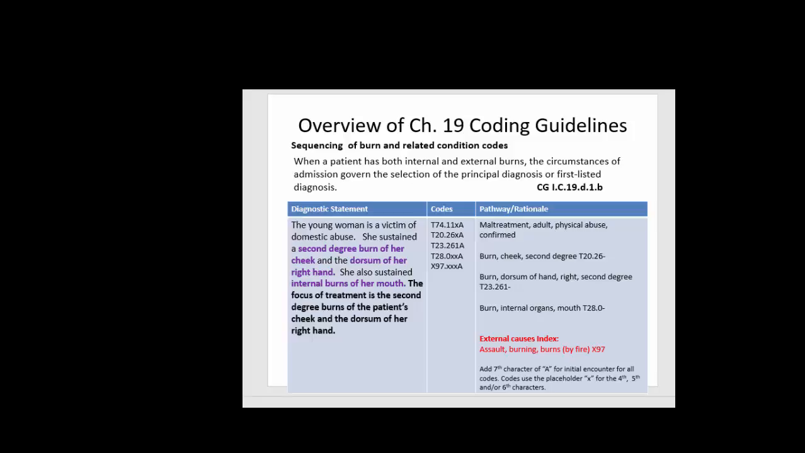And in this case, the physician stated in the statement, she is a victim, confirming that this is a victim of domestic abuse. Then we look at the burn codes and code those second degree burns followed by the internal burn. The external cause code is assault in this case because of the reference back to the domestic abuse, and that is going to be the X97 code. So even though the focus of treatment is on the burns, this is one of those circumstances of admission that it talks about in your guideline. If it's an abuse case, that T74 for the adult abuse is going to be the principal.